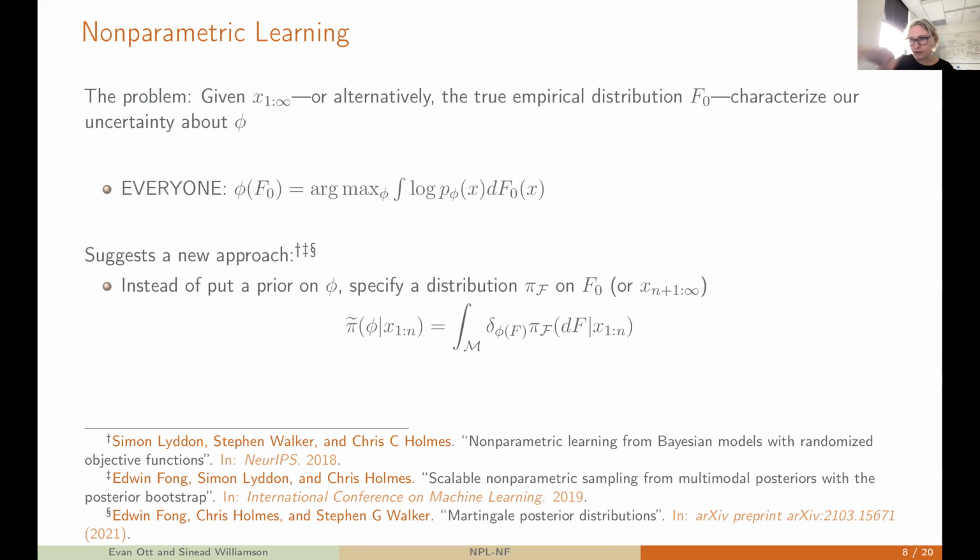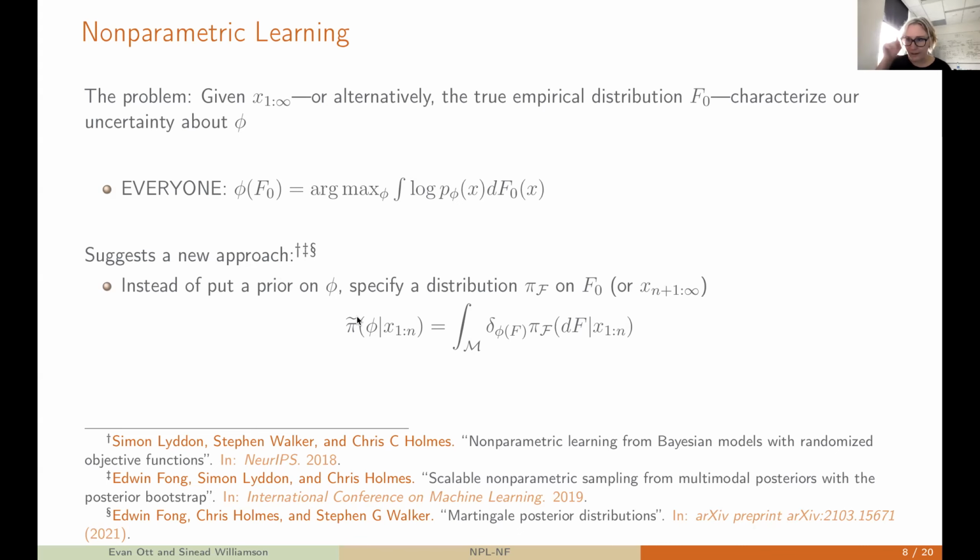And so I'm going to take the approach of thinking about the underlying distribution function F0. In that second Fong et al. paper down there, they take the approach of thinking more generally in the concept of infinite sequences, which is another thing we can do here. So once we've specified a distribution on the latent, latent's the wrong word, on the true empirical function, we can then come up with this non-parametric posterior, which isn't necessarily going to coincide with the Bayesian posterior.